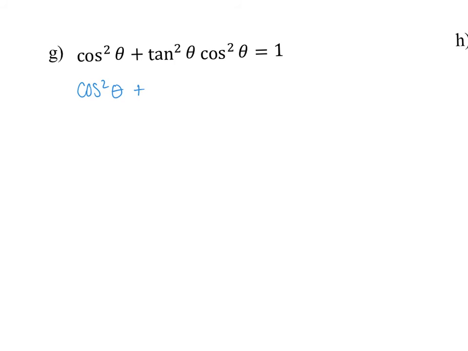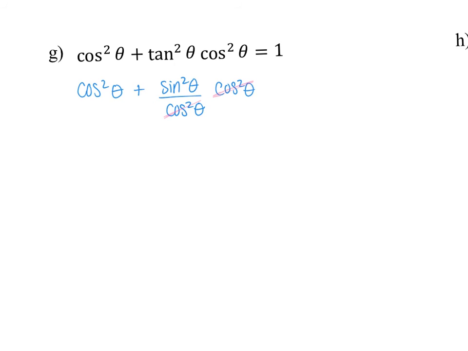So tangent squared is sine squared over cosine squared. I have a cosine that's next to it that I'll drop down. So now I'm trying to prove that all of this equals 1. And the first thing I notice right away is that these cosines cancel each other because they're diagonal.